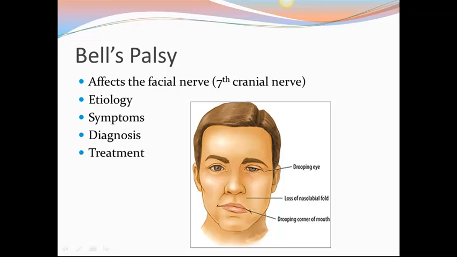So major symptoms are drooping of the eye here, loss of nasolabial fold, and the drooping corner of the mouth. Diagnosis is an EMG and MRI scan, and treatment is analgesics and anti-inflammatory medications, and it usually resolves on its own.